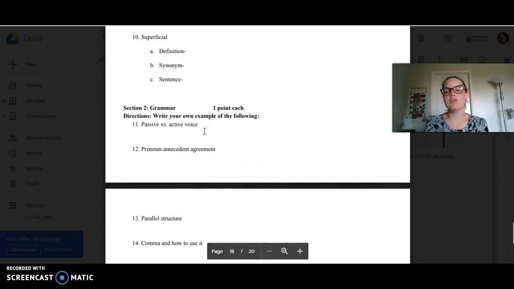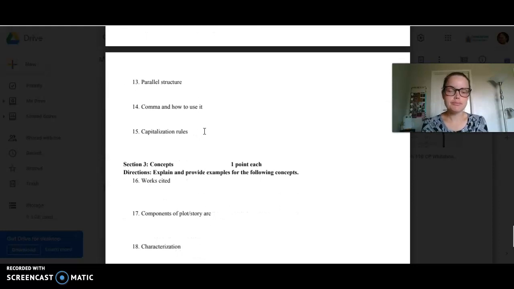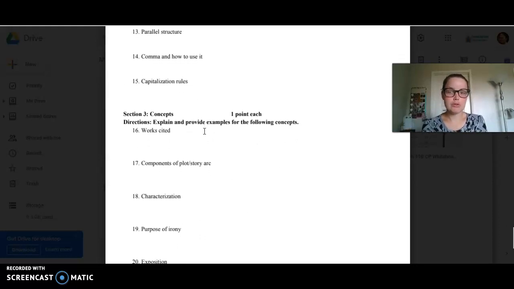The next one, you have to write your own example of the following. So passive voice versus active voice. If you listened to me at the beginning of Unit 10, I went over that. Pronoun antecedent agreement, I did that at the beginning of Unit 10 as well. Parallel structure, same thing. Commas and how to use it. And then capitalization rules. So you just have to give me examples on how to use those.